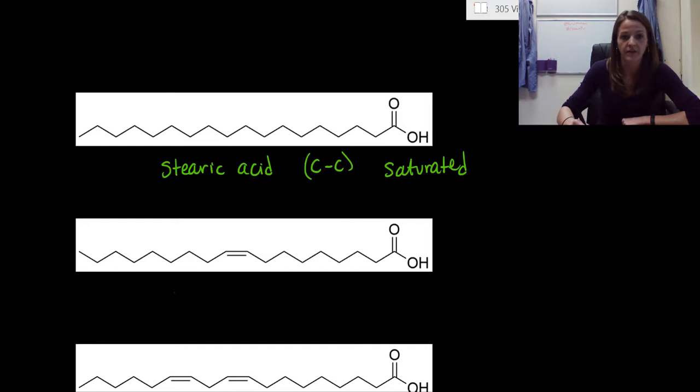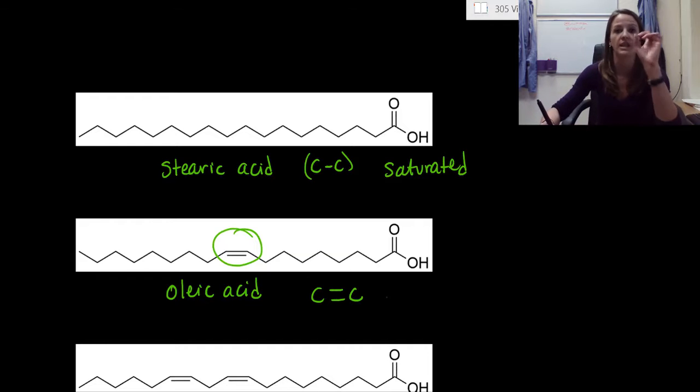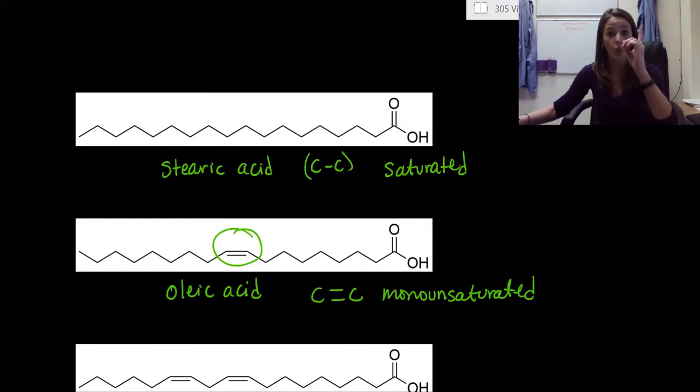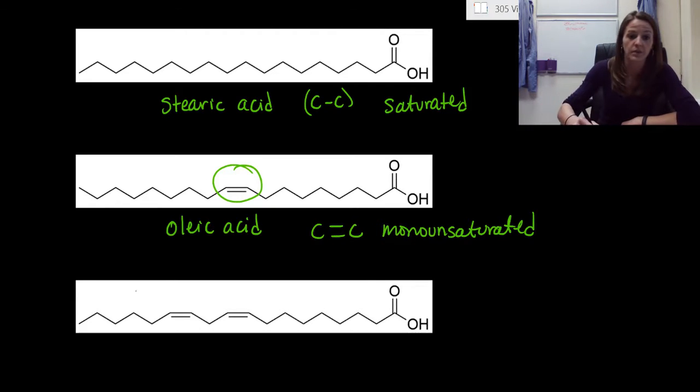Let's look at the second one. The second one I have here is called oleic acid. Now what I see immediately is mostly carbon-carbon single bonds, but right here I see a carbon-carbon double bond. If there's at least 1, and in this example there's only 1, this would be considered a monounsaturated triglyceride. Mono meaning one, unsaturated implying that there's at least one carbon-carbon double bond. That's all that's saying.